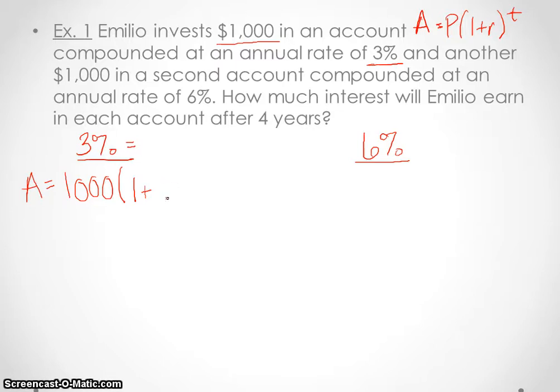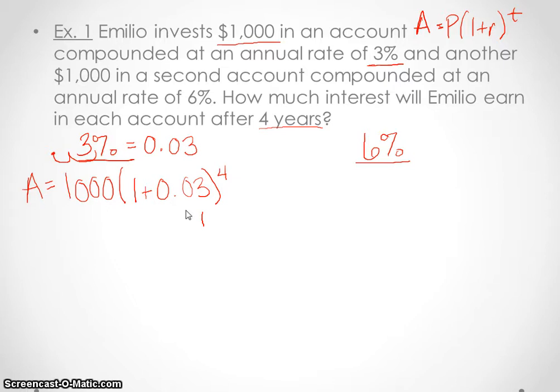Also, please don't put 3% in here. When you put percentages into equations, you need to turn them into decimals, which, remember, to do that we go 2 places to the left and put our decimal point right there. So this becomes 0.03 as a decimal. So that's what we're going to put in our equation, 0.03. And then to the T power, how many years is he leaving it in there for? Well, it says how much will he earn after 4 years. So 4 years is actually for both accounts, so this power is going to be to the 4th power here.